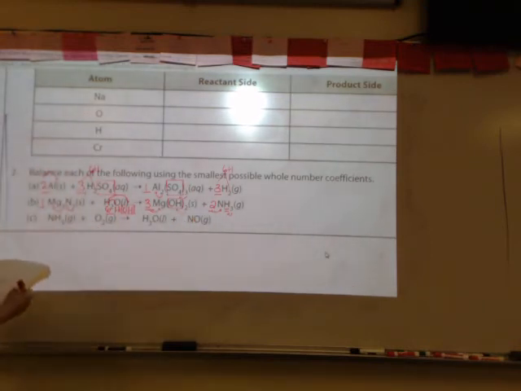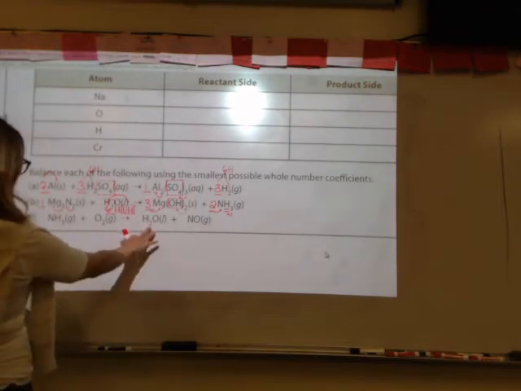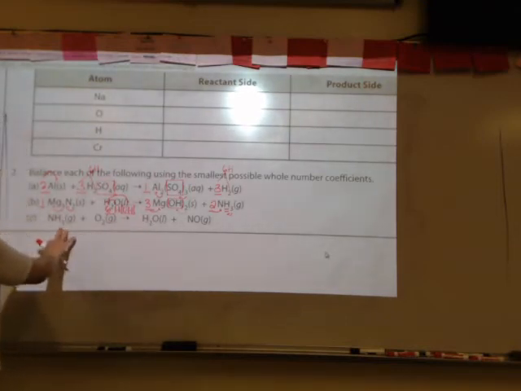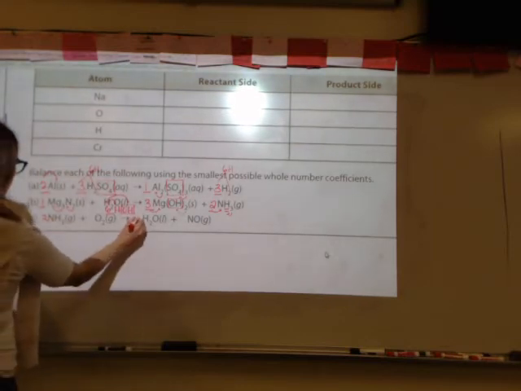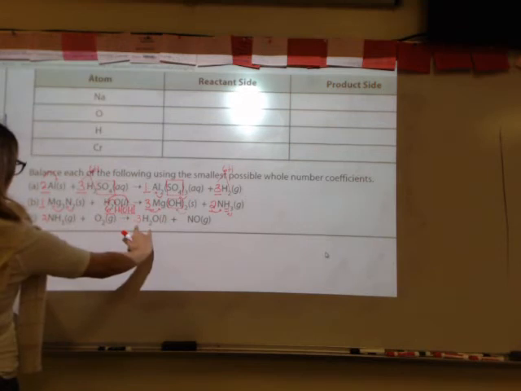For C, I've got no polyatomic ions that I can balance out separately. What I'm going to do is take a look first at my hydrogens. So I've got 2 hydrogen on the right, and I have 3 hydrogen on the left. So if I go ahead and try to balance this by putting a 2 in front of NH3 to give me 6 hydrogen here, and a 3 in front of H2O to give me 6 hydrogen here.